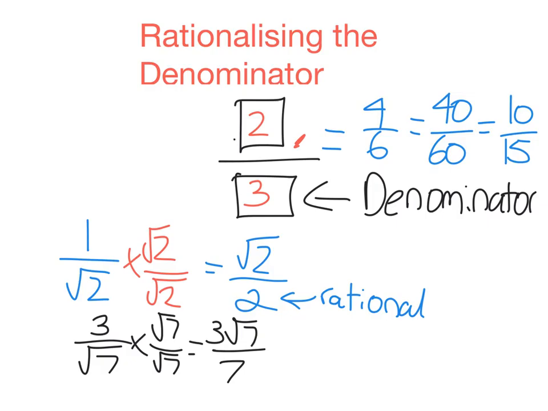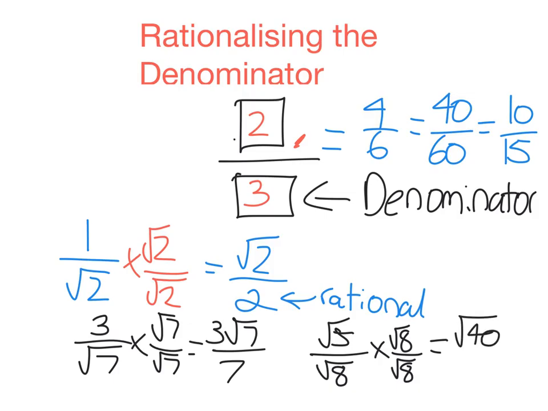As another example, let's say I have root 5 over root 8. So I'm not looking here to rationalize the numerator, just the denominator. So I'm going to times it by root 8 on root 8. So the top will still be, the numerator will be irrational, but the denominator won't be. So root 5 times root 8 is the square root of 40. Root 8 times root 8 is just 8.